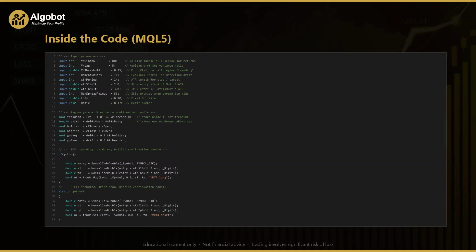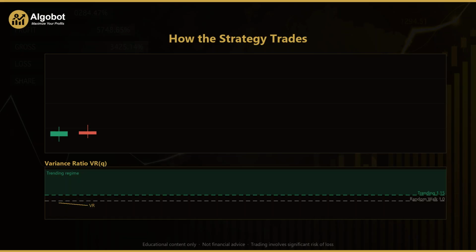Both sides are symmetric, same structure, opposite direction. And notice both stops and targets are normalized to the symbol's digits before the order goes out. That's the whole engine, right there on screen. Now let's bring it to life on a chart.